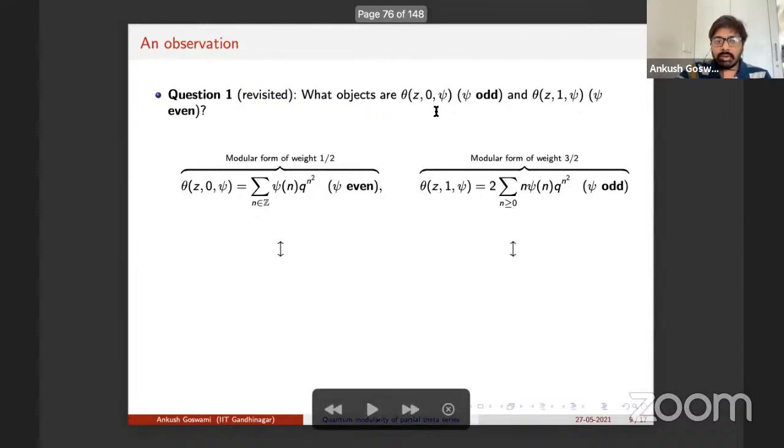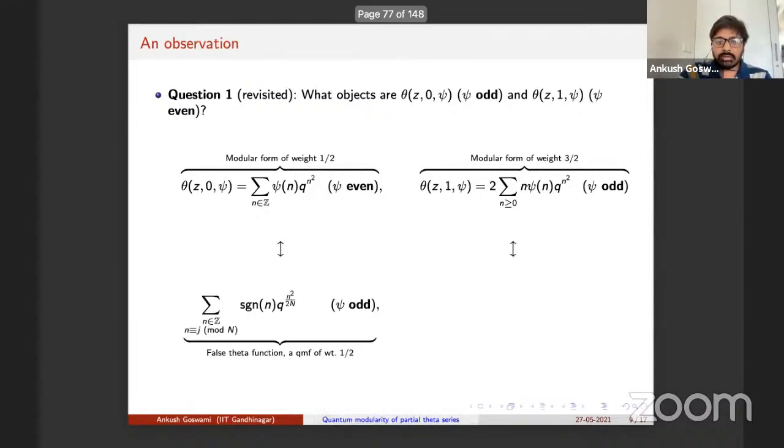And now, if you take this example, where you can get rid of the sign, so basically sign of n is the sign function, which is defined to be +1 when n is a positive integer, and -1 when n is a negative integer, and it is 0 when n is equal to 0.